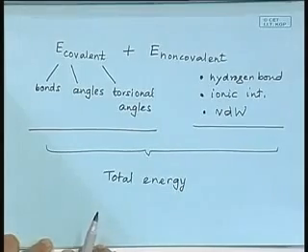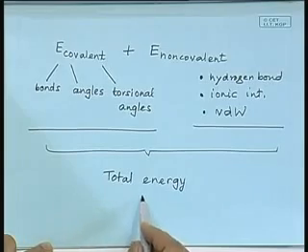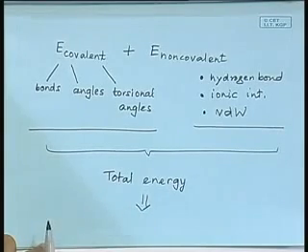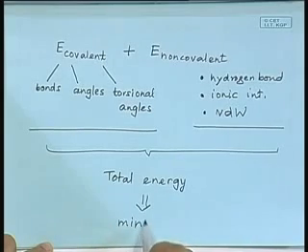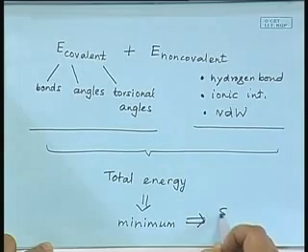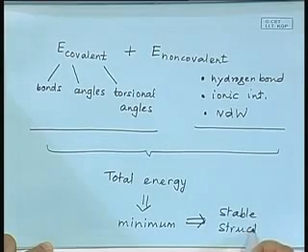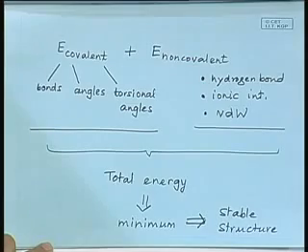Now, what do we want this total energy for the protein to be? A minimum, right? We want this to be a minimum so that we have a stable structure. Okay? So, total energy, we have to get a minimum which is going to result in a stable structure. And what is this structure? It is the final native folded form of the protein.